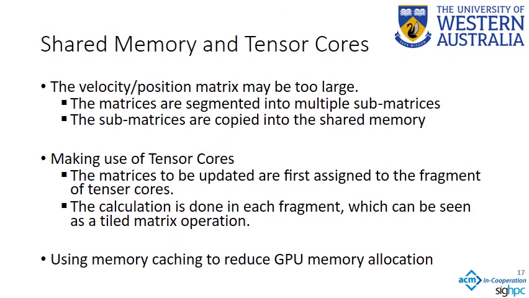And in the paper, we also try to use shared memory and tensor cores to optimize this PSO algorithm. So basically, using shared memory, if the matrix size is too large, we need to break it down into smaller matrices. And similarly for the tensor cores. And in the paper, we also discuss how to use memory caching to reduce GPU memory allocation.